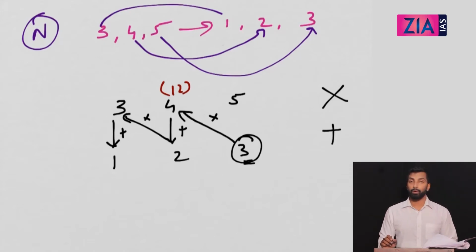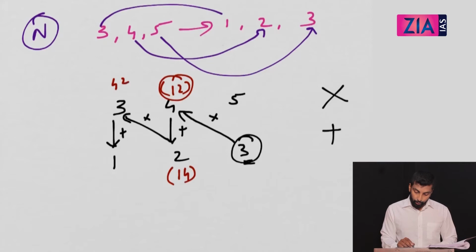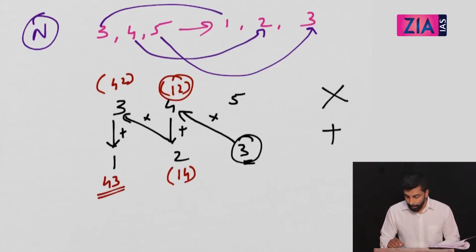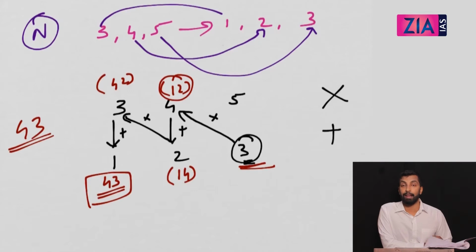So how will you proceed? 3 into 4 you get 12. Then 12 plus 2, 14 here. Then 14 into 3, 42 here. 42 plus 1, you get 43 in the end. So you're starting from here, and you will get the number here. What you got is 43. What is the question? What is the first possible number? And 43 is the first possible number. See how simple it is?